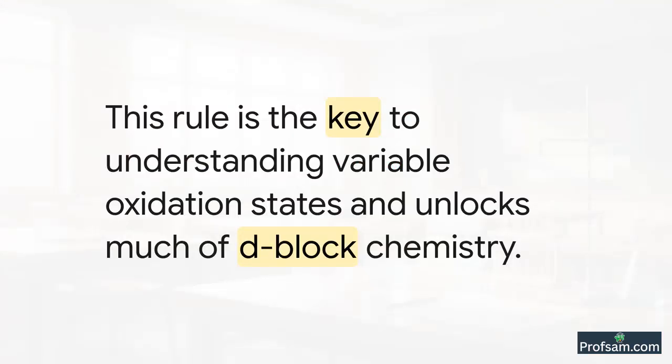And why is this so important? Because this single rule is the key to understanding so much more. It explains why transition metals show variable oxidation states. For example, have you ever wondered why iron can be both Fe2+ and Fe3+? The answer lies in the stability of these d orbitals. This one idea unlocks a very large part of d-block chemistry for you.